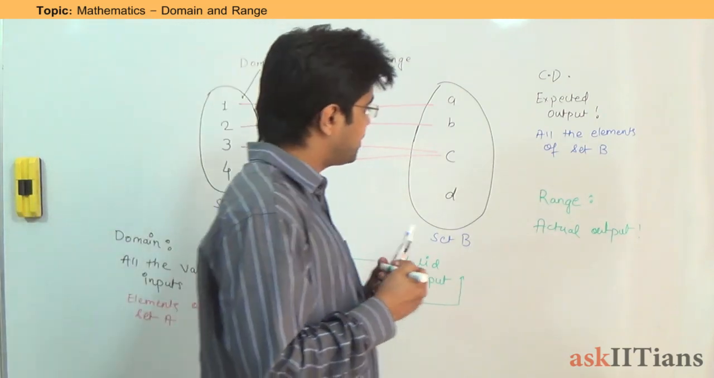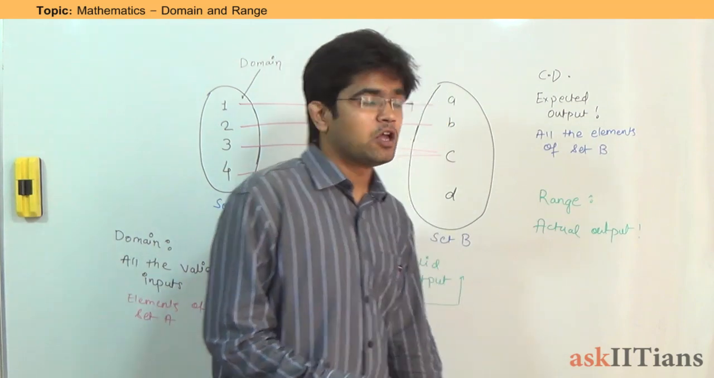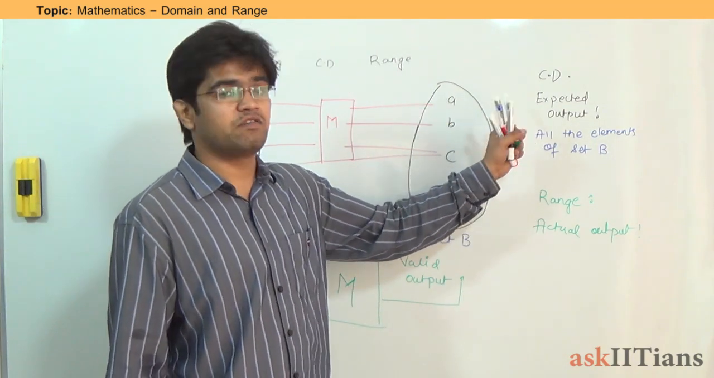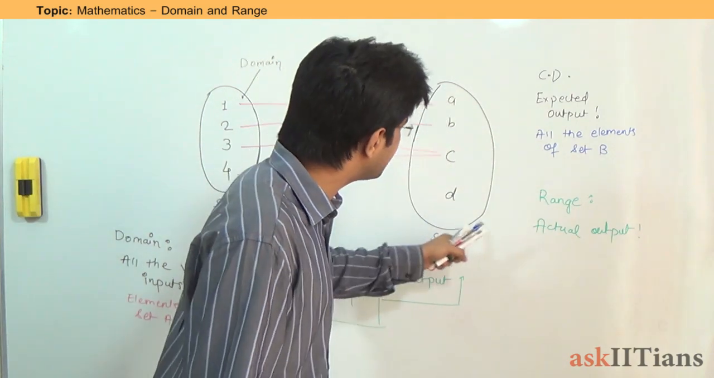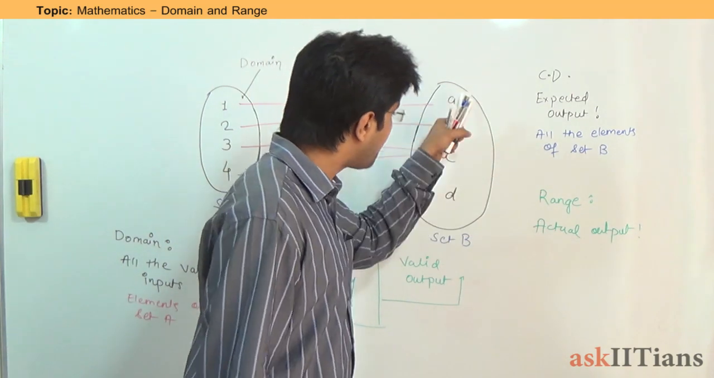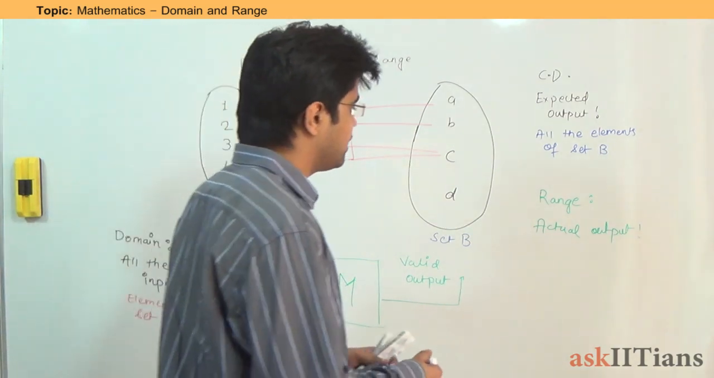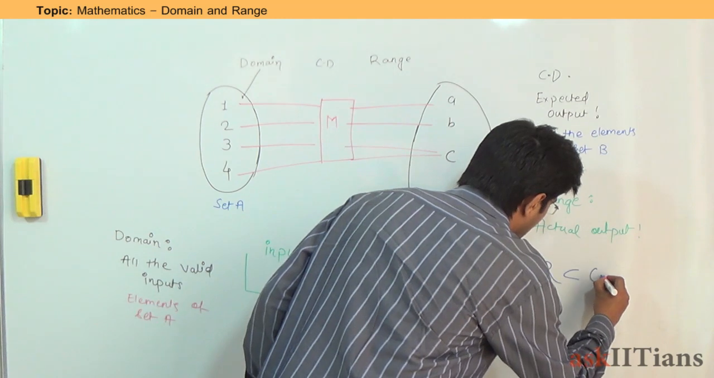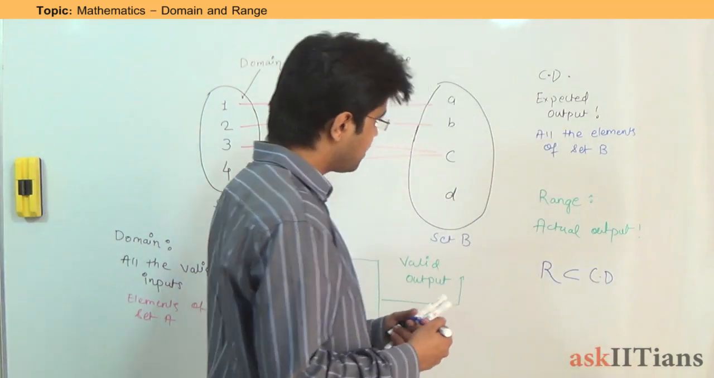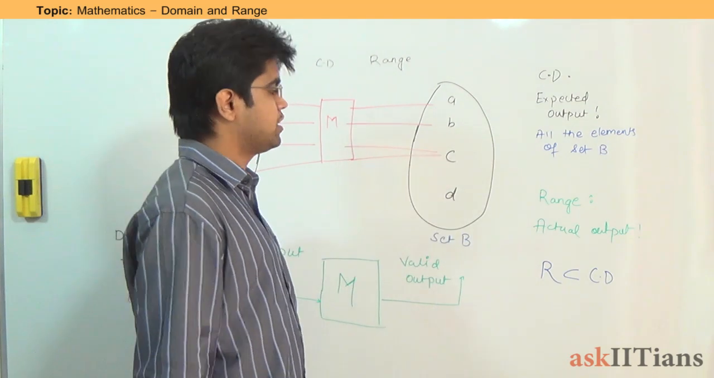Now always remember that range is actual output, but codomain is expected outputs. Your expected set will always be greater than or equal to your range. This whole set is codomain, but range is a part of codomain. So I can say very clearly that range is a subset of codomain, obviously, because codomain is your whole set and range is a part of this set.